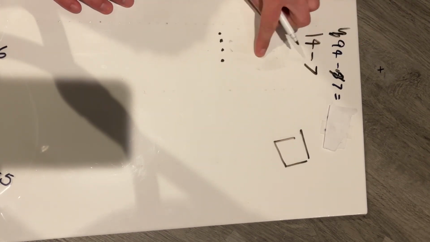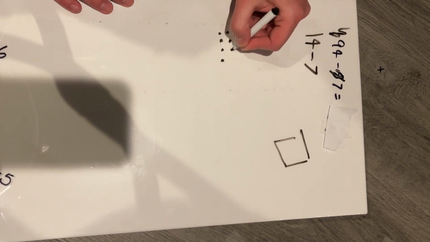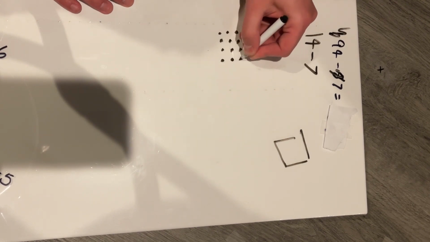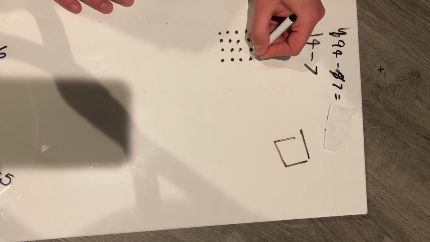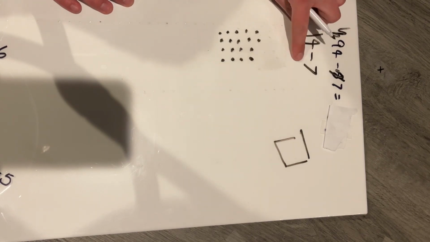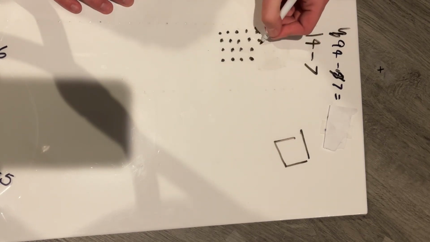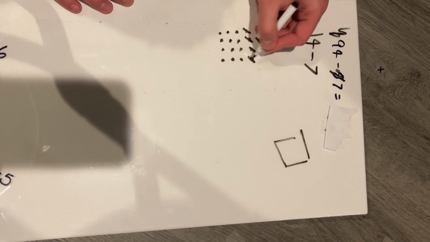Now this has to dissolve and become more ones to assist. So 4, 5, 6, 7, 8, 9, 10, 11, 12, 13, 14. We need to take away 7. So 1, 2, 3, 4, 5, 6, 7.